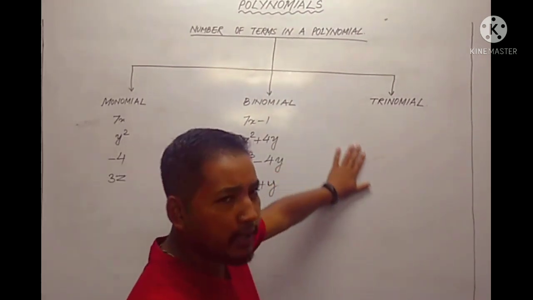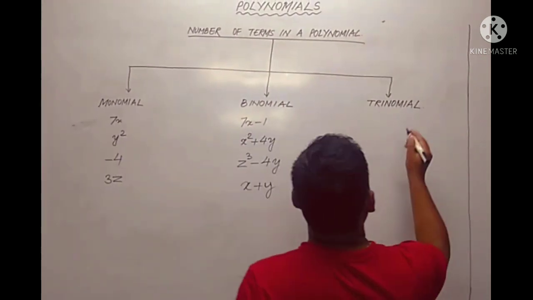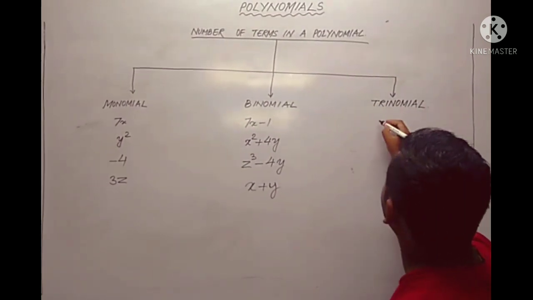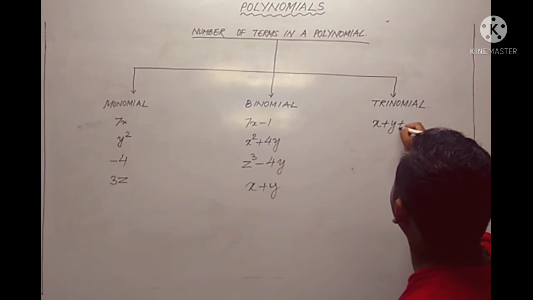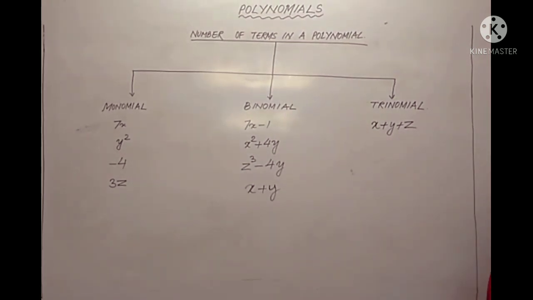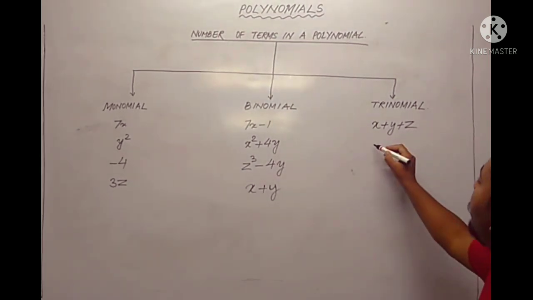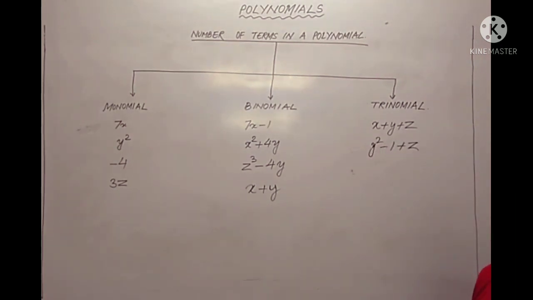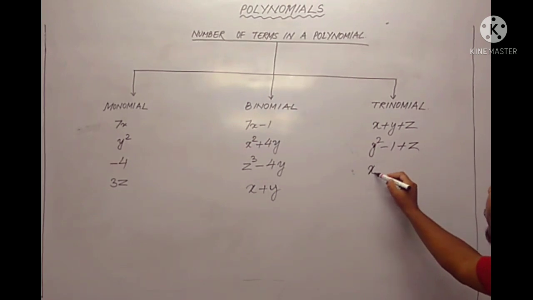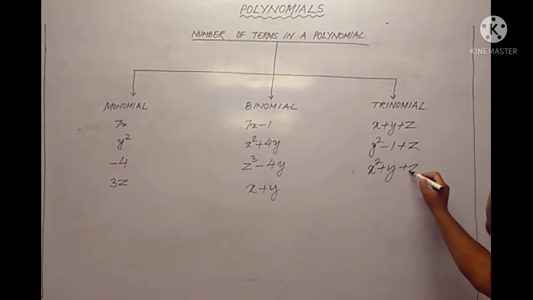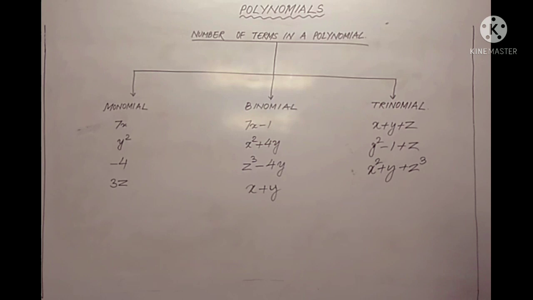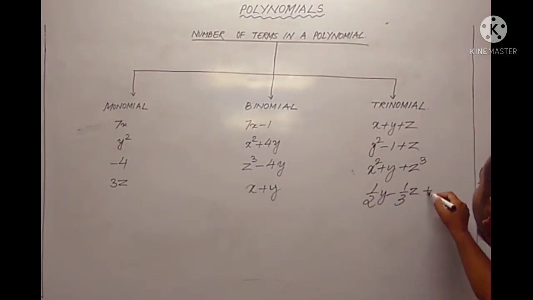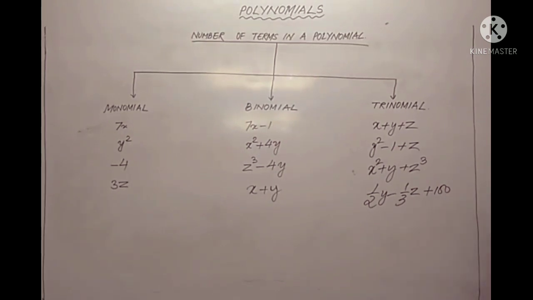Now comes trinomial. Now what is a trinomial? A trinomial is a polynomial which contains three terms. x plus y plus z. You can give any example, but with only three terms. You can have y square minus 1 plus z. You can give x squared plus y plus z cube. You can give 1 by 2y minus 1 by 3z plus 100.